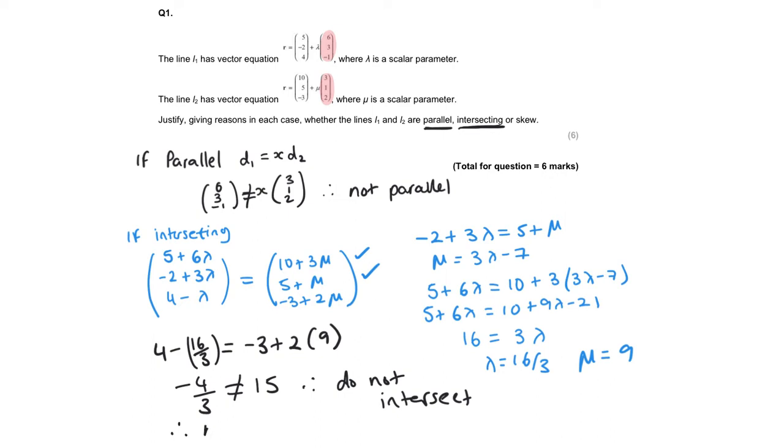Therefore, must be skew. Now in the mark scheme, when they solved it using the second and the third simultaneous equation, they got lambda as 2 and mu as 3. However, it did not work for all of them. We have to state they're not equal, they do not intersect, we've put they're not parallel, therefore skew. Okay, this is going to get you 6 marks.